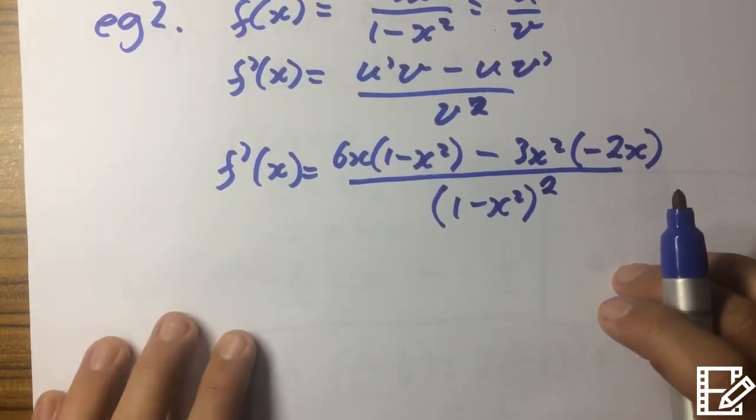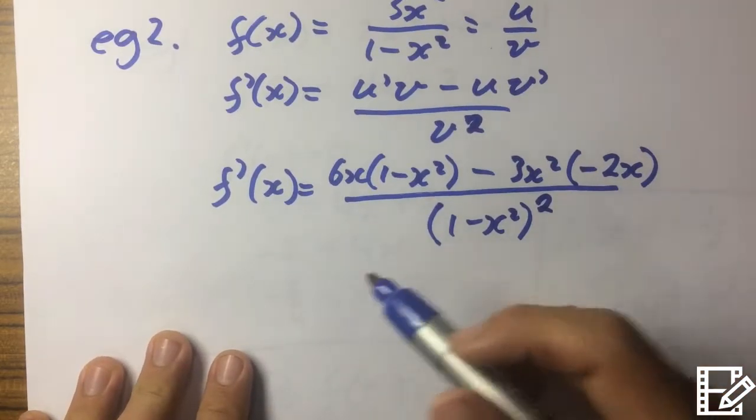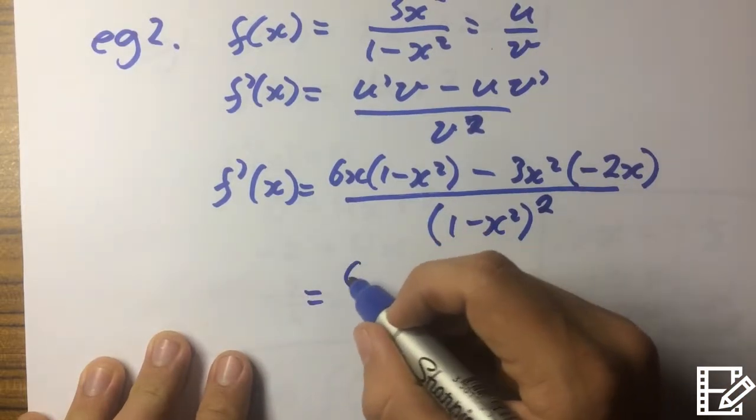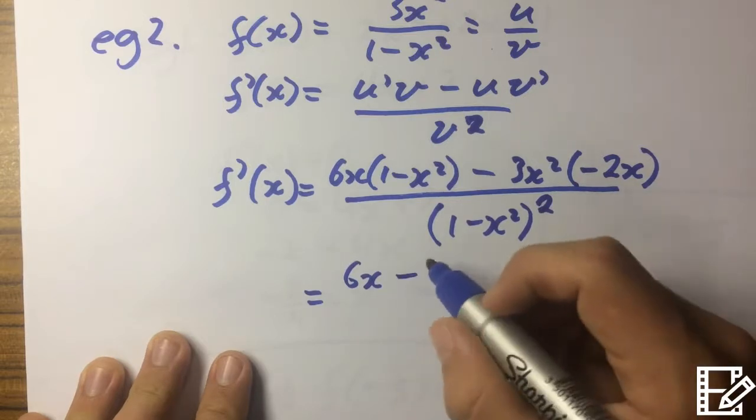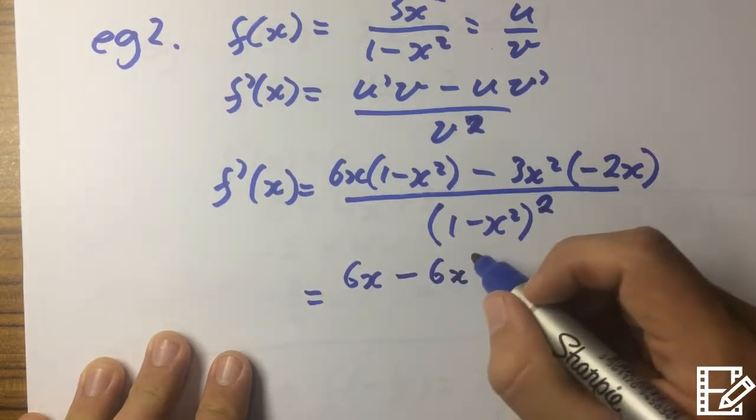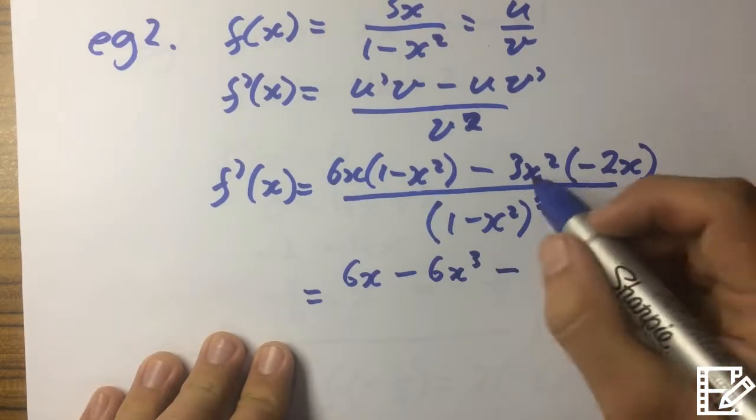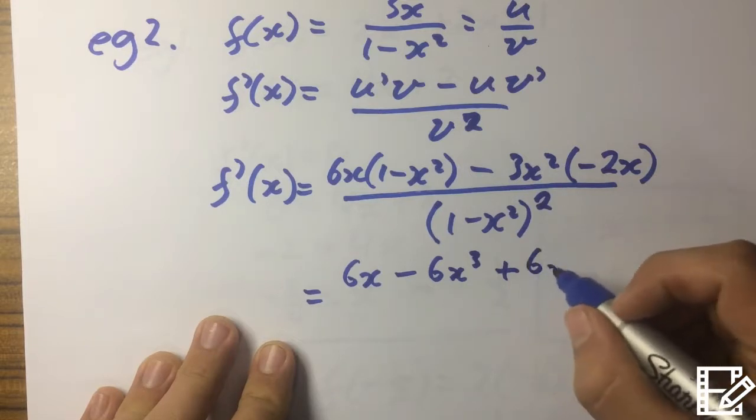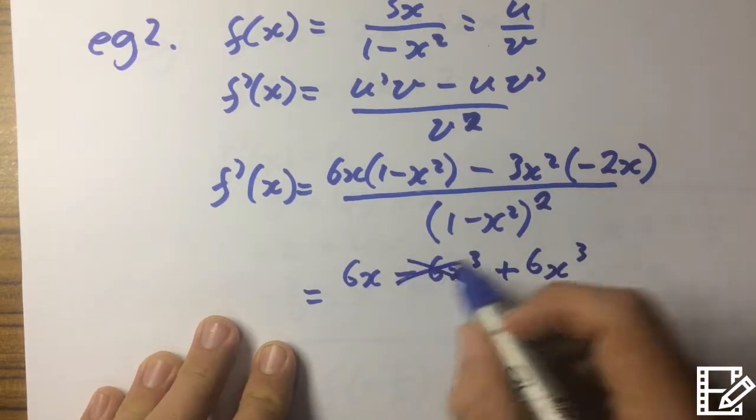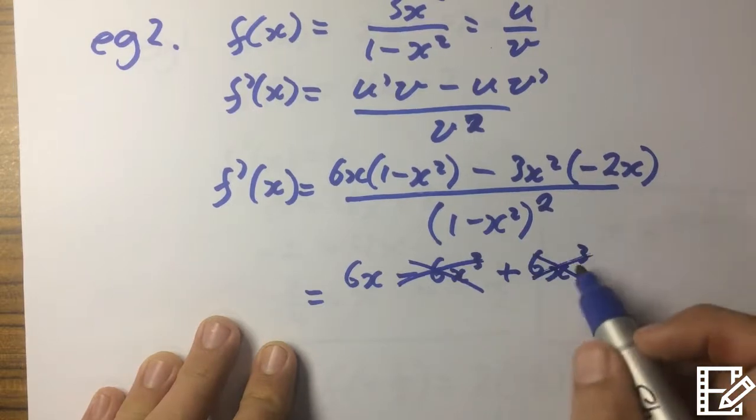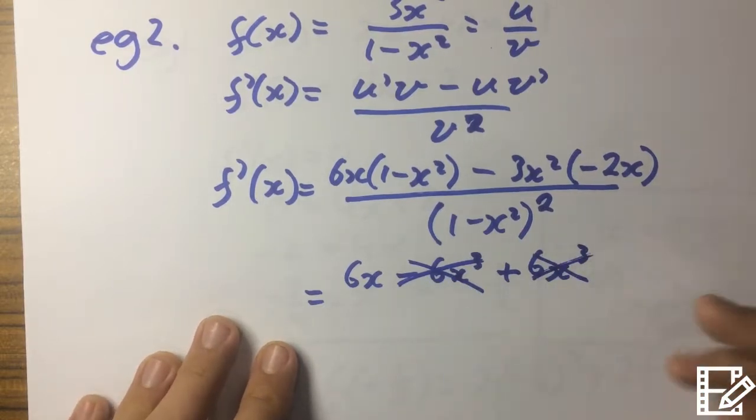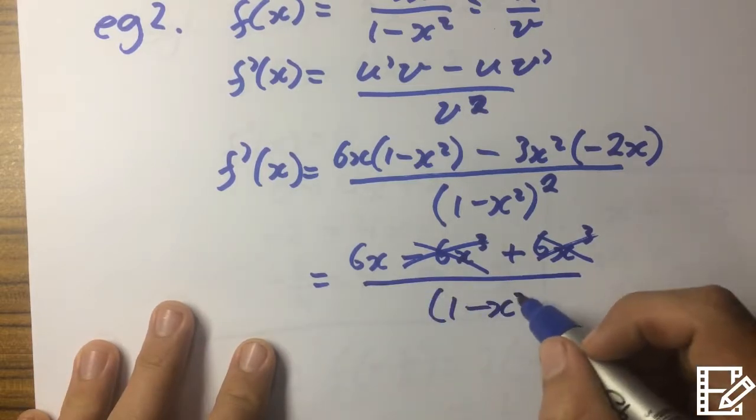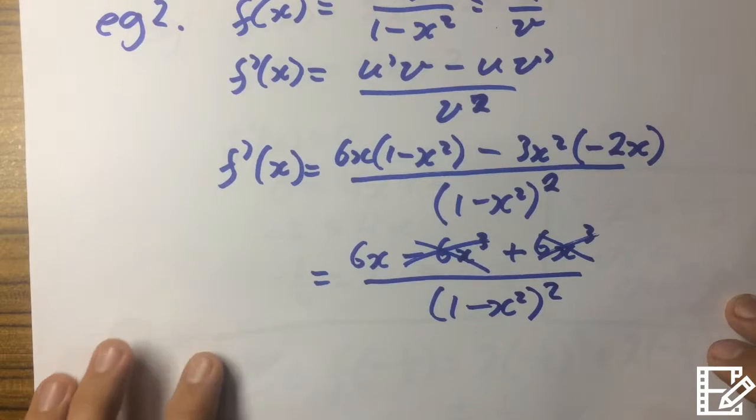Okay, so we're going to now expand it out, and what we're going to get is 6x subtract 6x to the power of 3, subtract this will be plus, because negative multiplied by negative, 6x to the power of 3. So these will cancel out, because 6x to the power of 3 minus 6x to the power of 3 is 0. And we're just left with 6x, and that is all over 1 minus x to the power of 2, all squared. Okay.